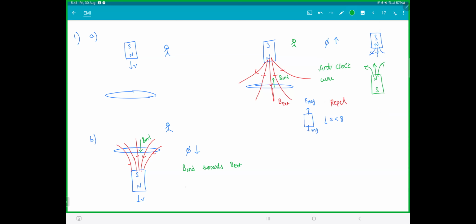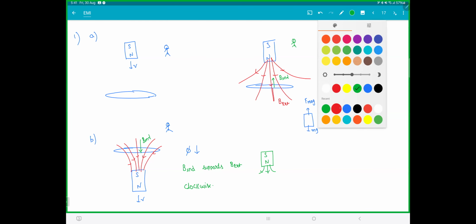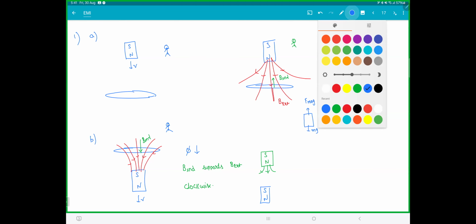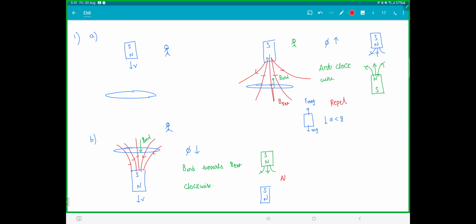So this person will think the direction is clockwise. Put your thumb into the paper and try to rotate and see. You're looking from the top to the bottom. This is clockwise. And if you look at the magnet, that means the coil is behaving like a north-south magnet like this. And this blue magnet is leaving. So this is south-north. That means they will attract.